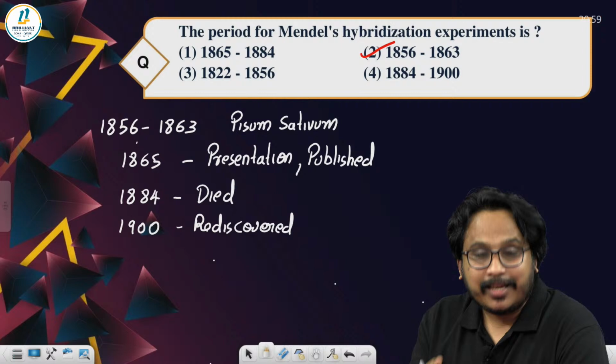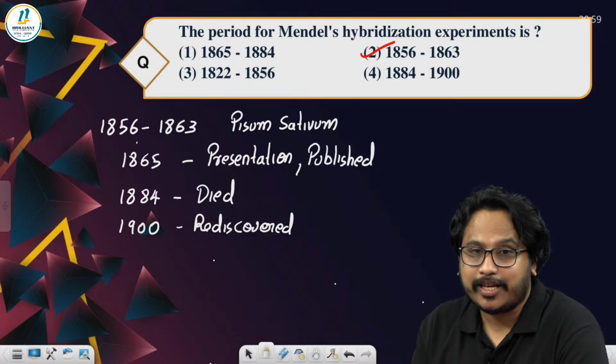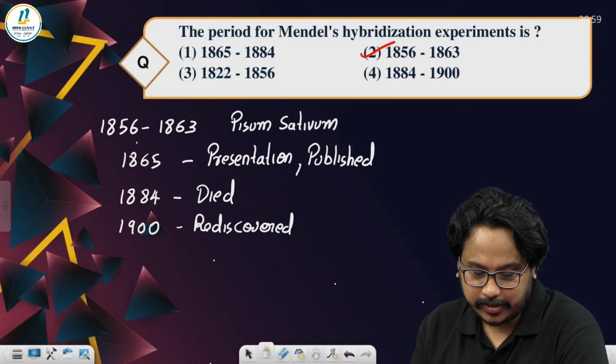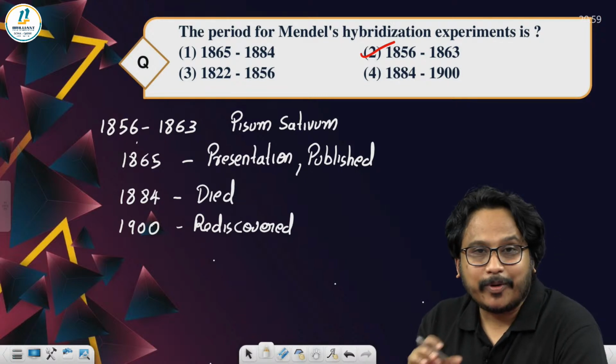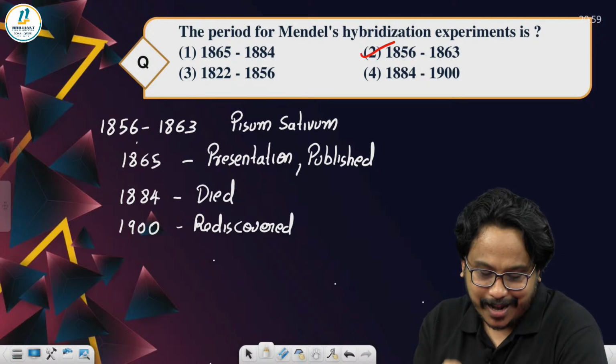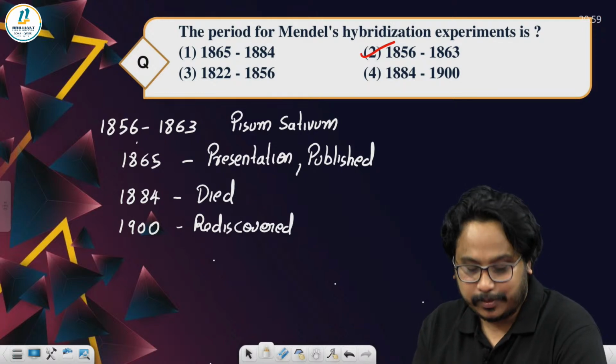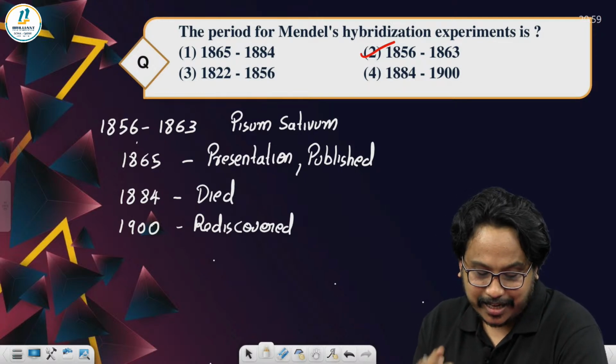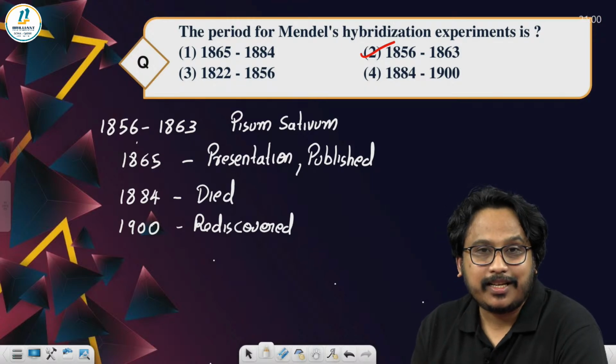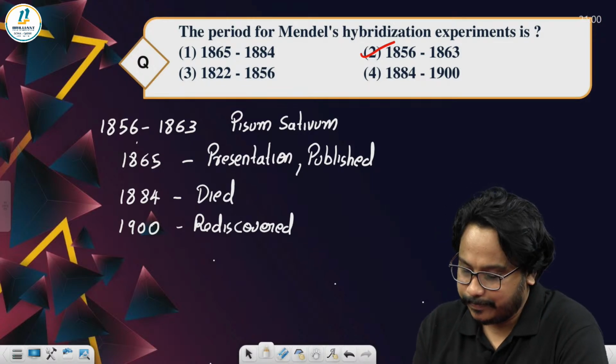That is why he was considered the father of genetics when the new branch of science was evolving in 1906. So hope you got a brief history of Gregor Johann Mendel and all the timeline that is given in NCERT. 1865 was his presentation and publishing, and 1900 was the rediscovery of Mendel's work.